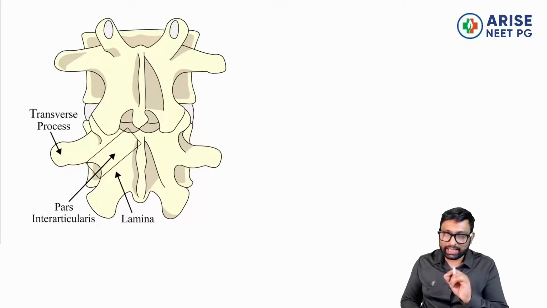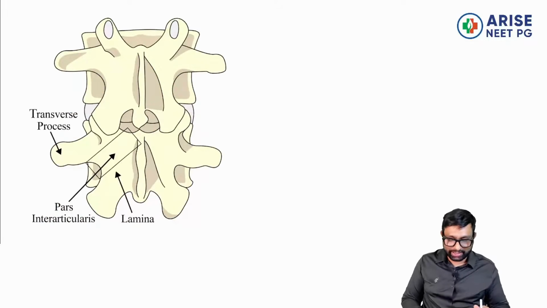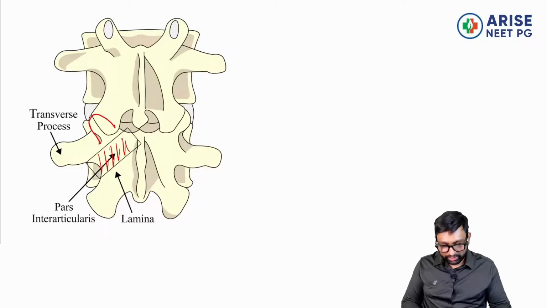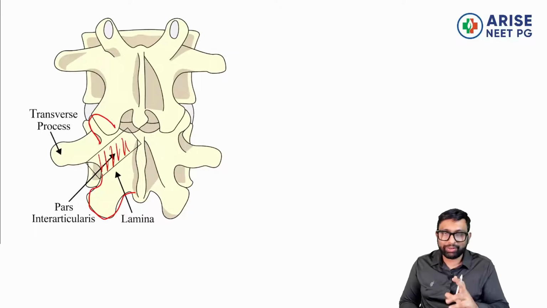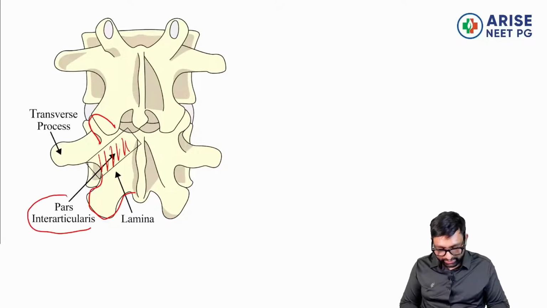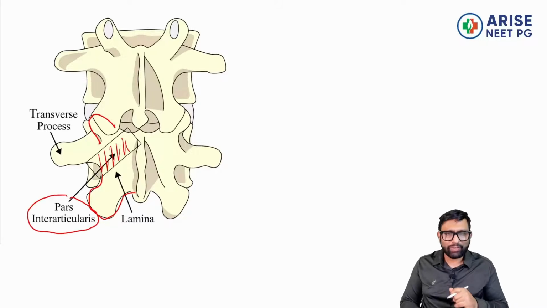Then to understand lysis and listhesis, you have to understand that in the spine, we have a bone in between the superior articular process and the inferior articular process. The bone in between the superior and inferior articular process is called the pars interarticularis. In a lot of people that bone is broken because of some congenital defect. If that bone is broken, meaning lysis, it is called spondylolysis.